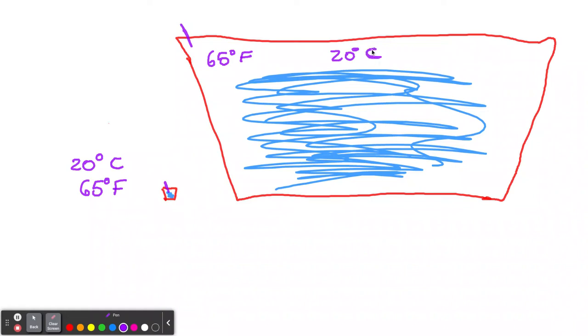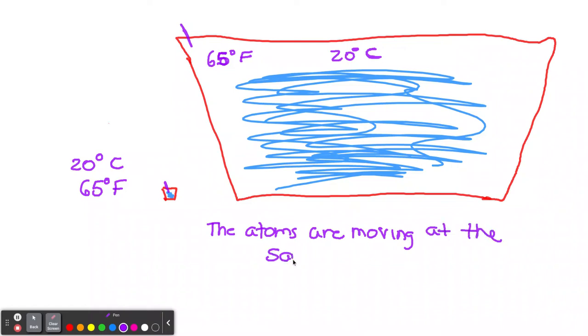Now 65 may be comfortable, but not necessarily for going into a pool. So 65, make that 5 a little better there. So they have the same temperature. That means that the particles, we'll just say atoms, the atoms are moving at the same rate. They have to be moving at the same rate for them to have the same temperature.